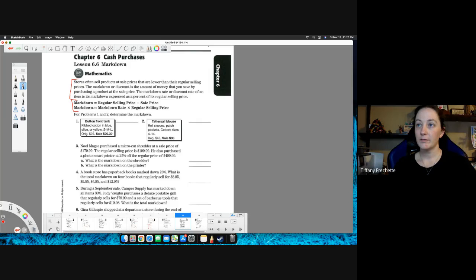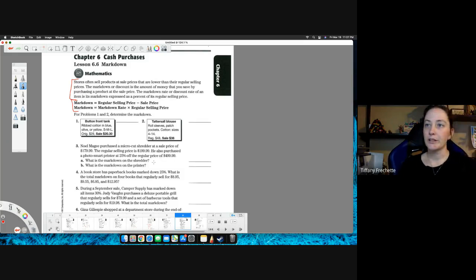I don't know how you could have actually made those sound different. They're both technically markdown. It's just kind of a weird way to say it. So this is markdown, what you're not going to be paying, and this markdown is more like the amount you're saving, I guess, the regular sales price minus the selling price. So they just kind of had that wording a little funny there.